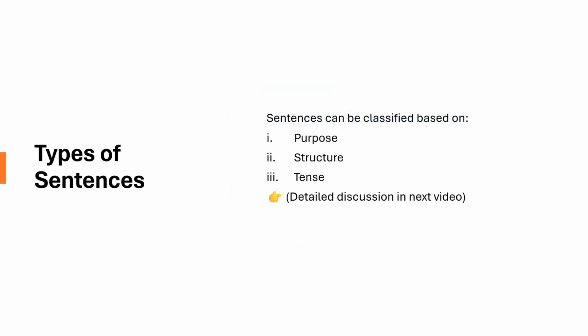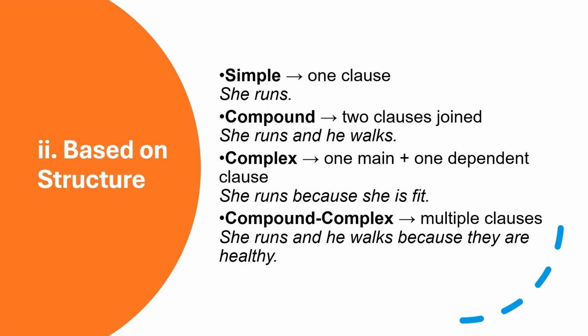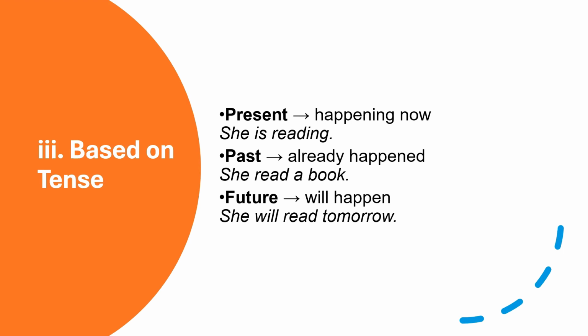Now, sentences can be divided into different types depending on different factors. We will just introduce them here and study them in detail later. Based on purpose, sentences can be statements, questions, commands, or expressions. Each type serves a different purpose in communication. Based on structure, sentences can be simple or more complicated depending on how many clauses they contain. And sentences can also be categorized based on time, whether they talk about the present, past, or future.